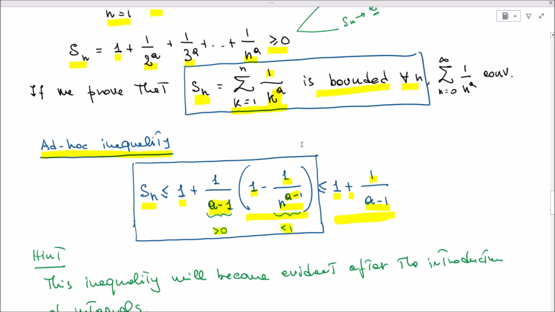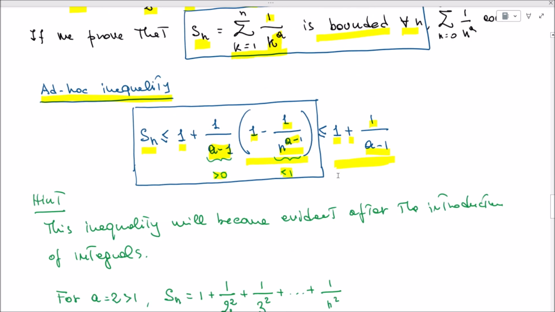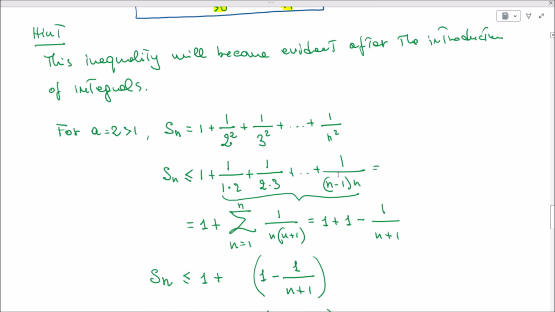Now you might wonder, where does this inequality come from? Well, it turns out that this will be quite evident after the introduction of the integral. Okay, but for the time being, I'll just give you an intuition about this inequality by just taking a specific example. Let's suppose that a is equal to 2. Okay, remember that a has to be any real number larger than 1. So a equal to 2 is the first real number larger than 1.